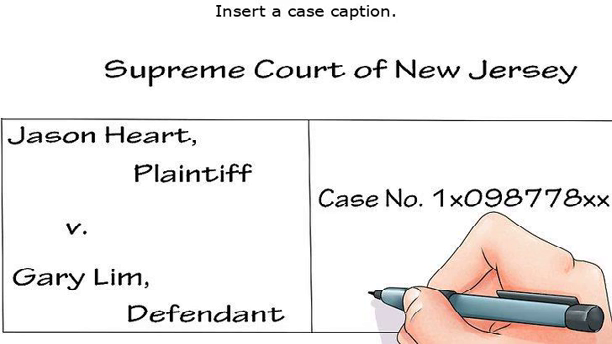To create a case caption, start by creating a centered heading that identifies the court venue. For example, Supreme Court of New Jersey. Next, write the names of the defendants and plaintiffs, positioned below and to the left of the heading. If you do not know the names, find a copy of another legal document filed in the case, such as the complaint. Write the case number and position it below the heading, to the right.